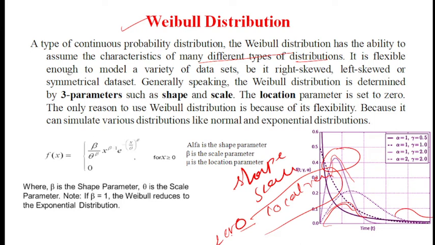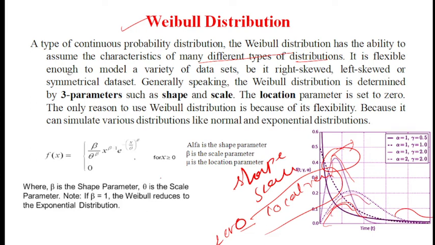Compared to other types of distribution, this Weibull distribution is the flexible one, because as you see in this diagram, we are having these data sets. It can be right skewed and left skewed, and also symmetrical data sets, because it can simulate various distributions like normal and exponential. We can see this in the diagram. It indicates the normal distribution as well as exponential distributions.